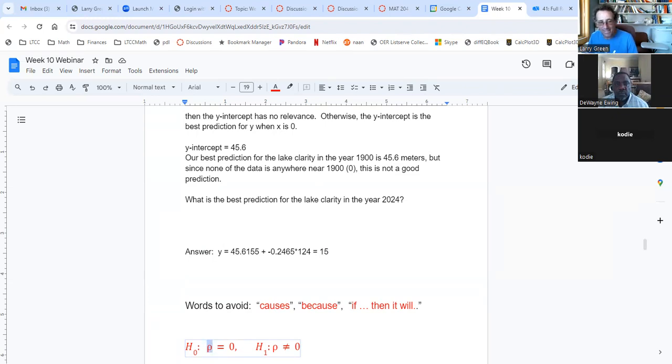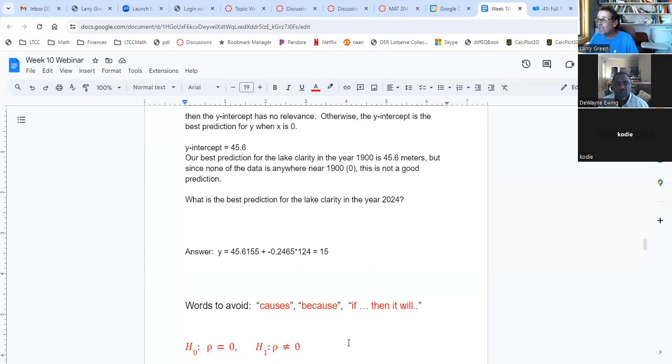And then equals zero. If you're doing an exam or the discussion board, the way you spell rho, if you don't have the Greek letter, is R-H-O. And I always like to remember it as "row you boat." But it's R-H-O, not R-O-W. So it's rho equals zero. And H1 is that there is a correlation, so rho is not equal to zero. And that will be the hypothesis.